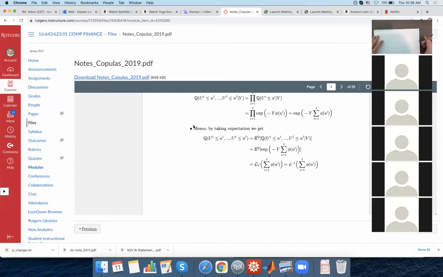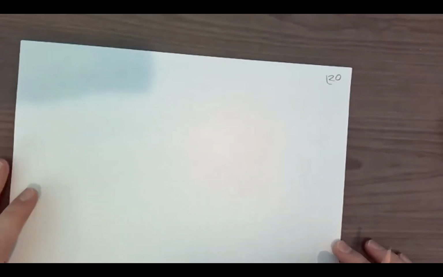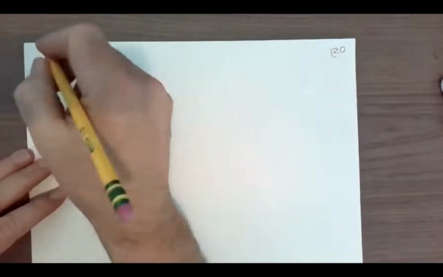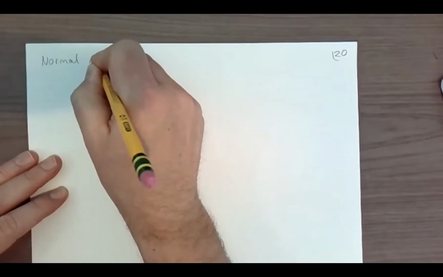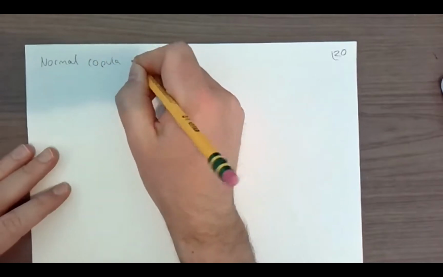Let me talk a little bit about a huge class of copulas that also got popular, but not as popular as the normal. Right, so let's just reiterate, like the normal copula samples.